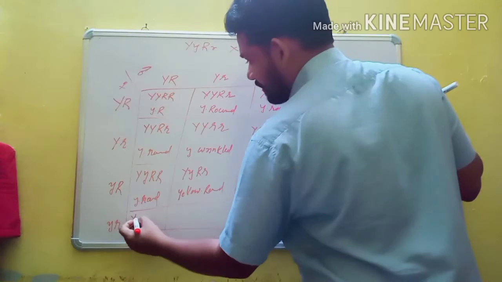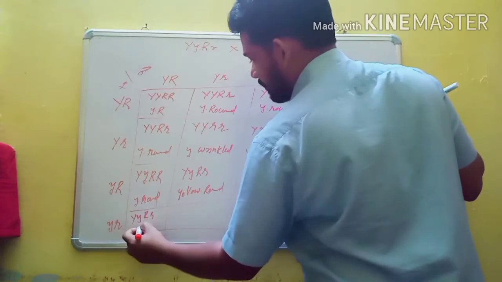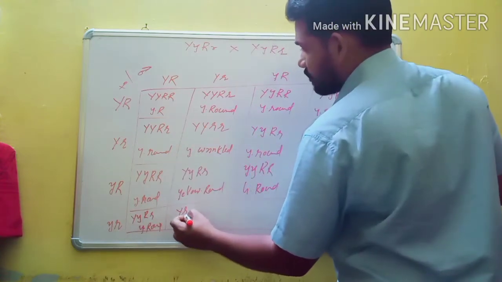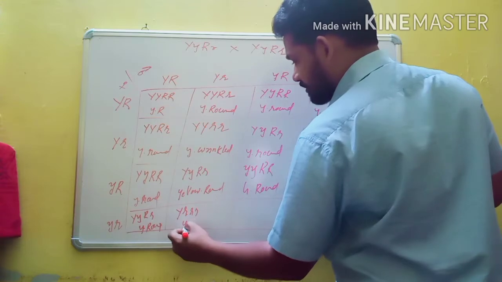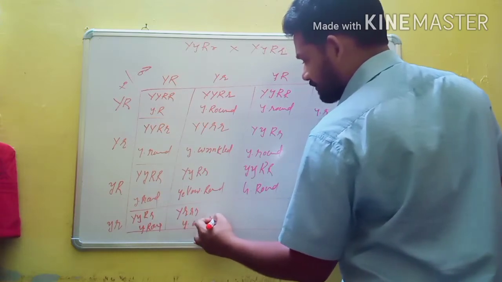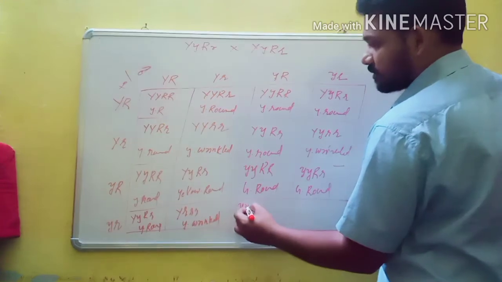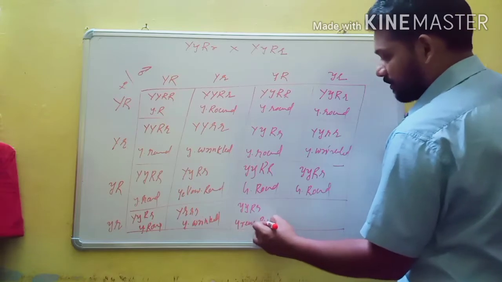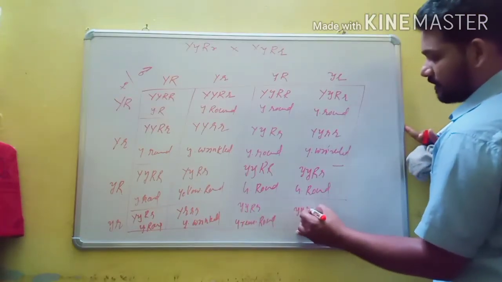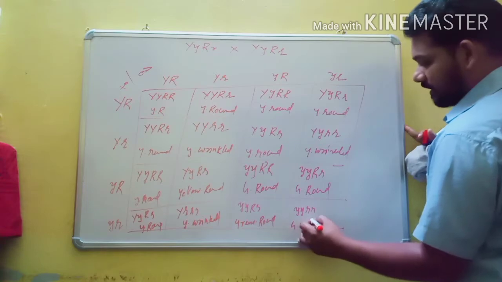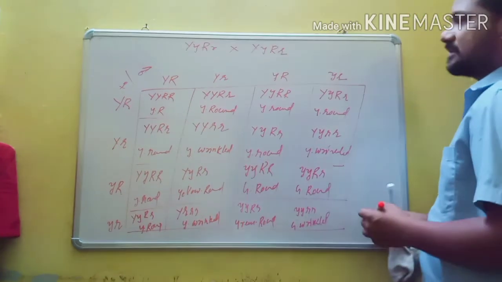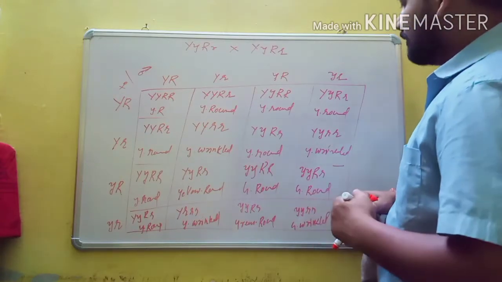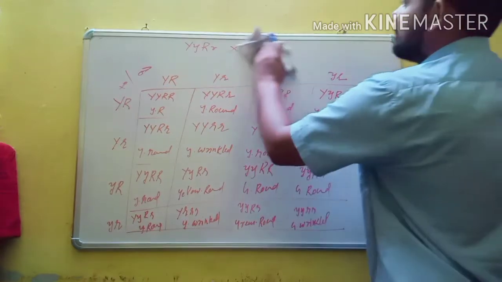Next capital Y, capital R, small r. So it is again yellow round. Next capital Y, small r. So this is yellow wrinkled. So small y, capital R, small r. This is green round. Last one, small y, small r. So this is green and wrinkled. So this is the cross between F1 hybrids. Now let us see what is the phenotypic and genotypic ratio.